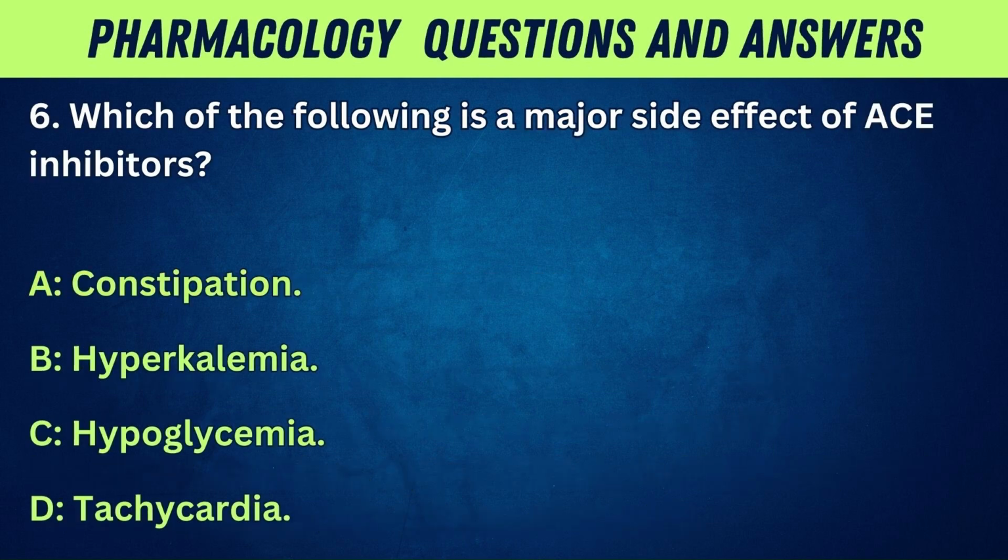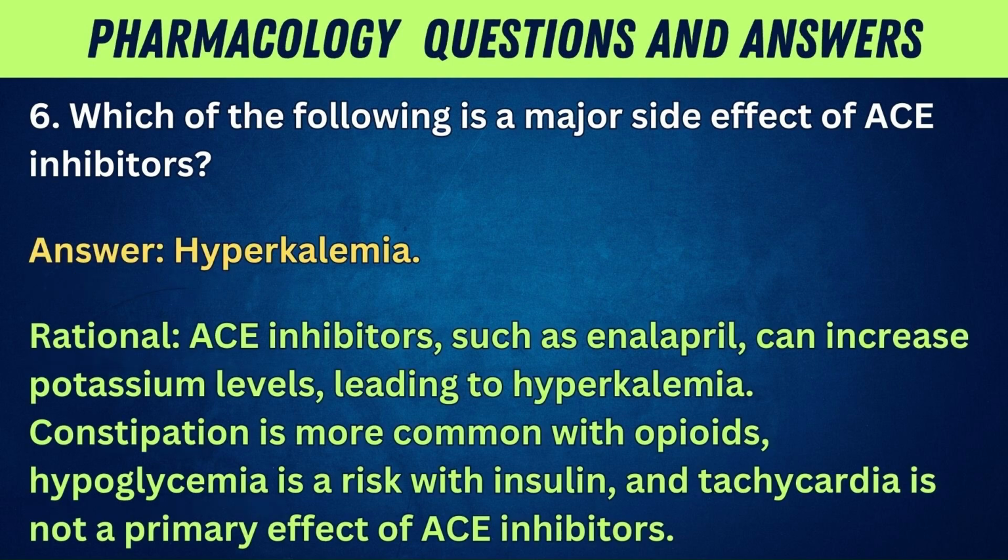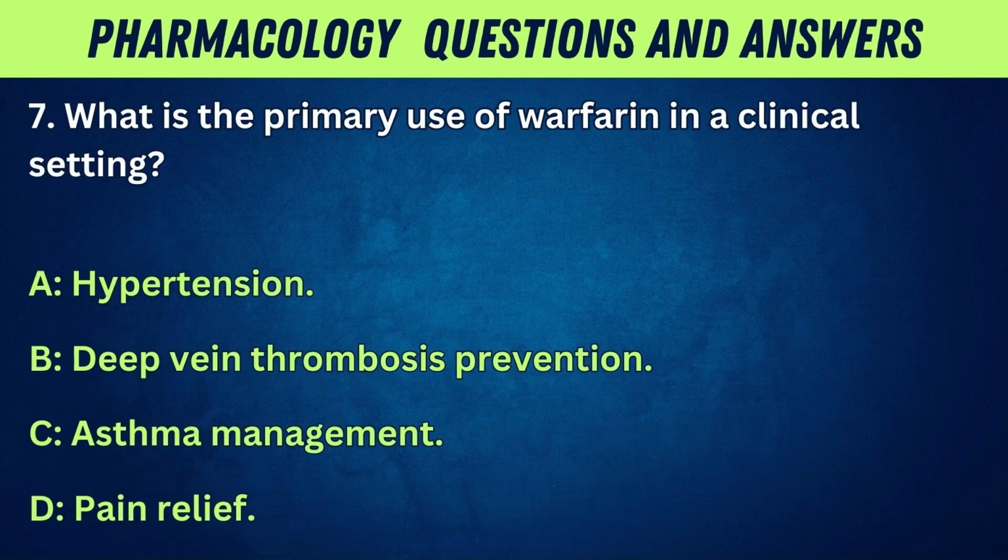6. Which of the following is a major side effect of ACE inhibitors? A. Constipation. B. Hyperkalemia. C. Hypoglycemia. D. Tachycardia. Answer: hyperkalemia. Rationale: ACE inhibitors such as enalapril can increase potassium levels, leading to hyperkalemia. Constipation is more common with opioids, hypoglycemia is a risk with insulin, and tachycardia is not a primary effect of ACE inhibitors.